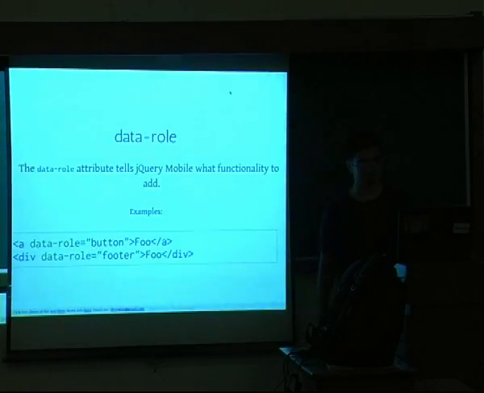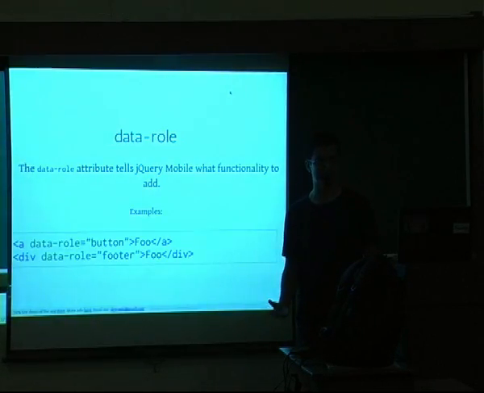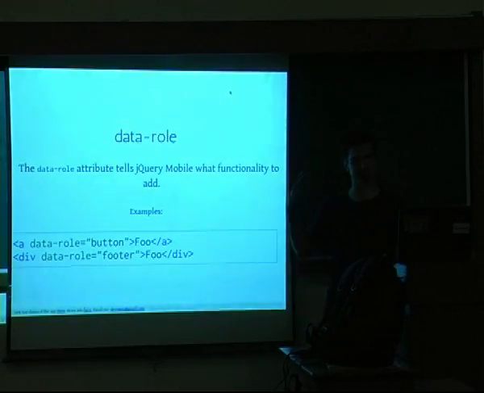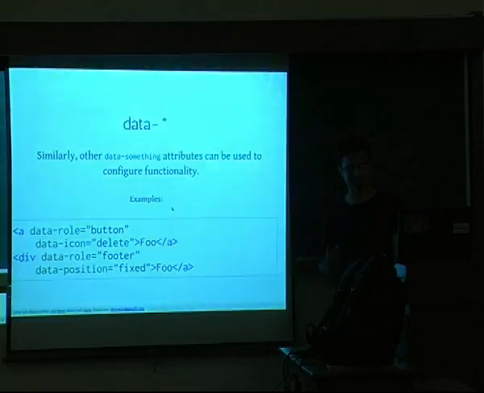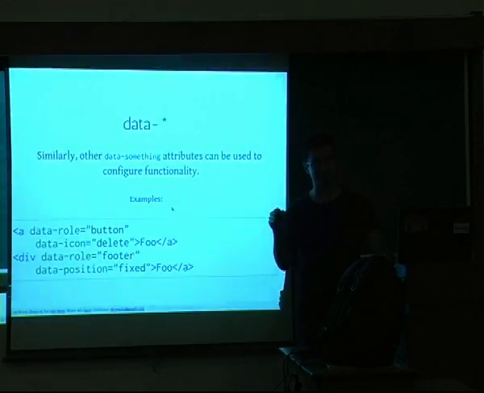So the data-role attribute is essentially telling jQuery Mobile what functionality to add. You show this during page load, and it instruments the element with certain kinds of functionality. It can be a button, it can be a footer. There are plenty of them, and these are very well documented on the website.